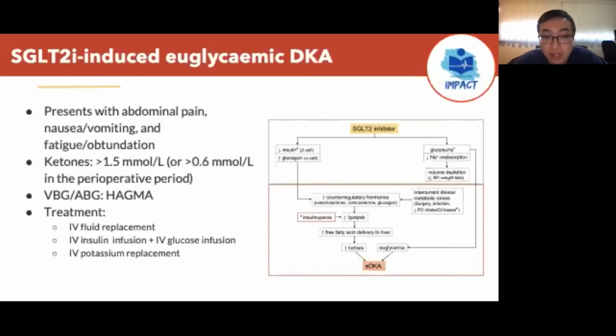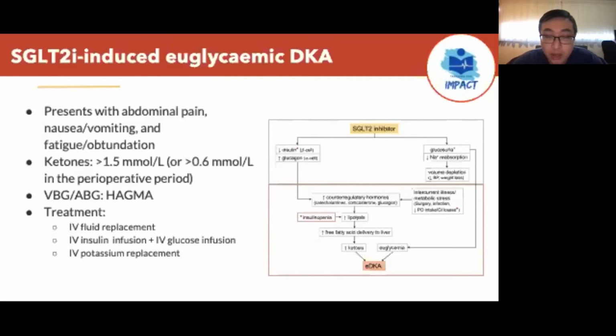So therefore, DKA is usually accompanied by hyperglycemia. And the use of SGLT2 inhibitors puts patients at risk of euglycemic DKA because SGLT2 inhibitors promote glycosuria, which normalizes the serum glucose. So you can get patients who are on SGLT2 inhibitors present with significantly elevated ketones, but still be relatively normoglycemic or only have borderline elevated glycemia. Because SGLT2 inhibitors promote renal loss of glucose.